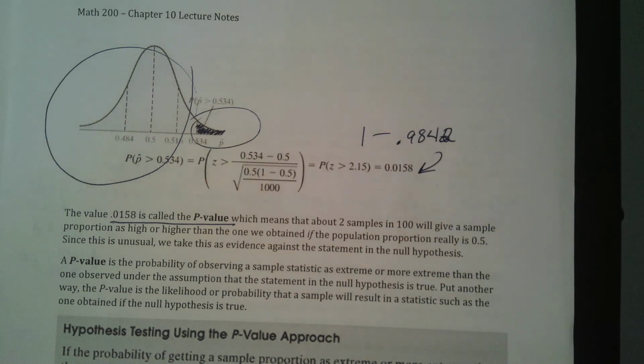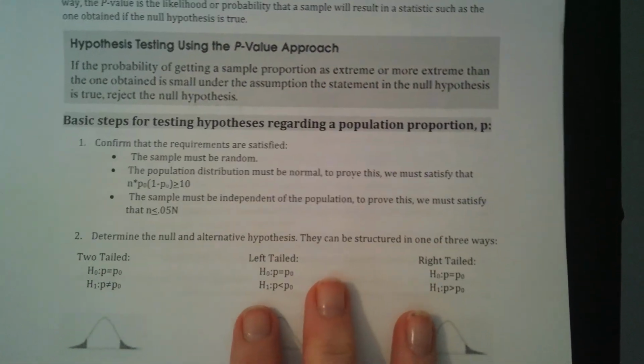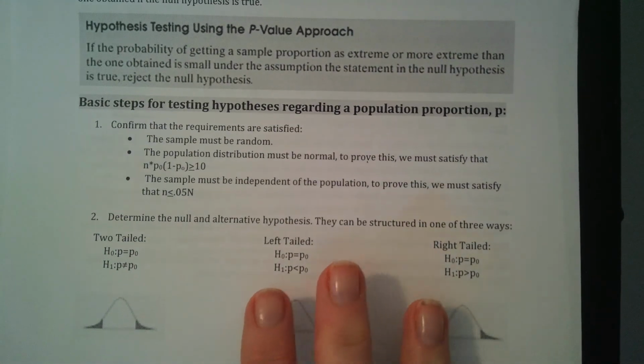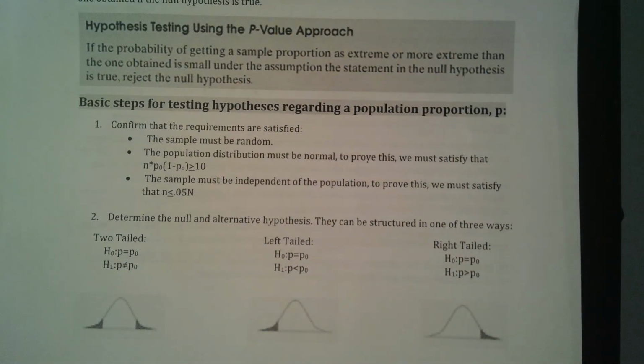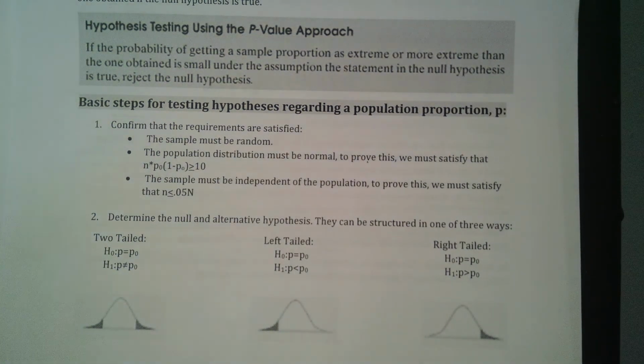So let's talk about all of the steps in order to do this. Using this p-value approach, if the probability of getting a sample proportion as extreme or more extreme than the one obtained is small under the assumption the statement in the null hypothesis is true, we will reject the null hypothesis. So below are going to be the basic steps. You're going to follow all of these 7 steps every time you do a hypothesis test.